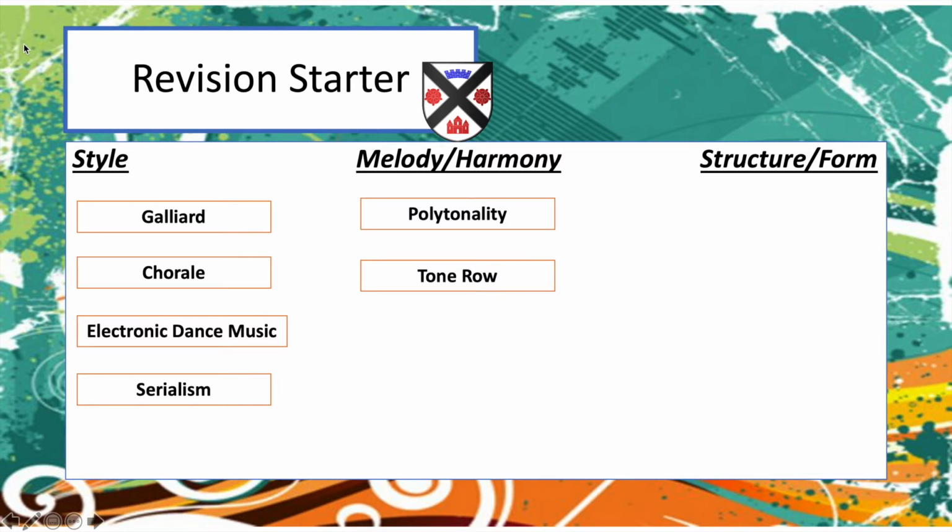Then we've got our tone row. Now, I briefly talked about that in our serialism. So knowing that is what our serialist music is structured upon. It's the 12 chromatic notes arranged in a certain way.